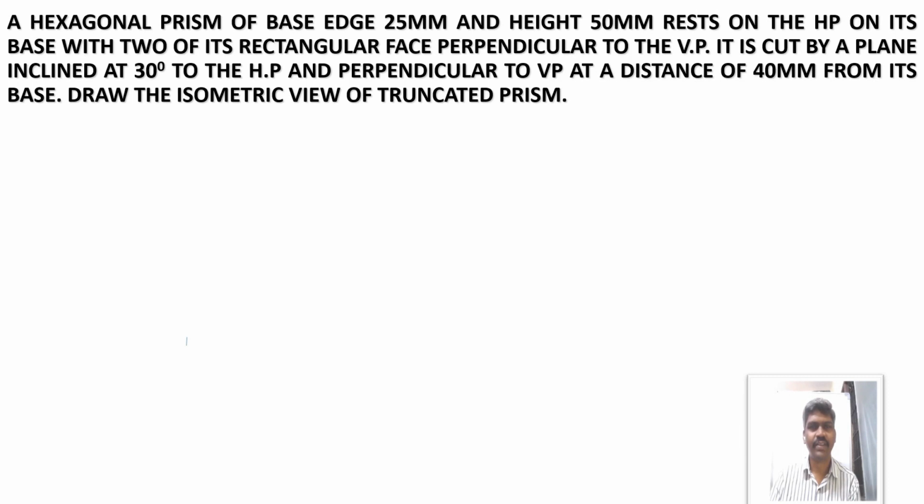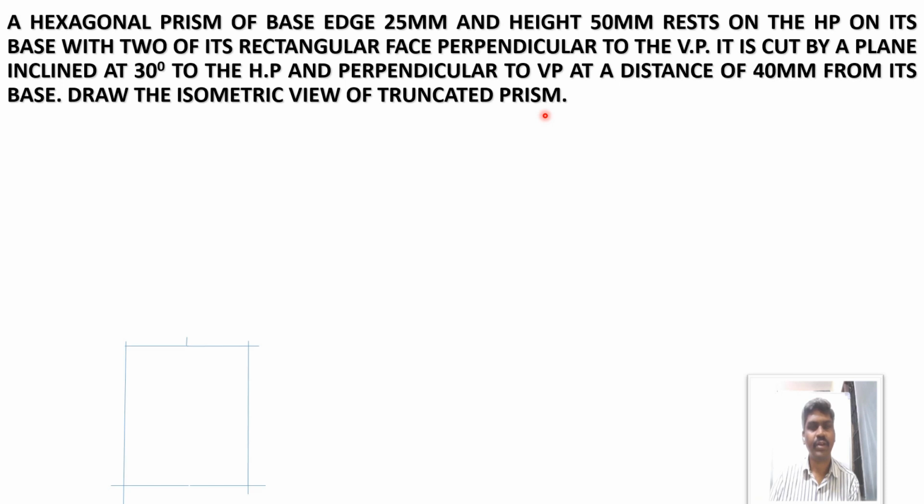Today we are discussing how to draw a truncated hexagonal prism. So the question is: a hexagonal prism of base edge 25 mm and height 50 mm rests on the HP on its base with two of its rectangular faces perpendicular to VP. It is cut by a section plane inclined at 30 degrees to HP and perpendicular to VP at a distance of 40 mm from its base. Draw the isometric view of the truncated prism.